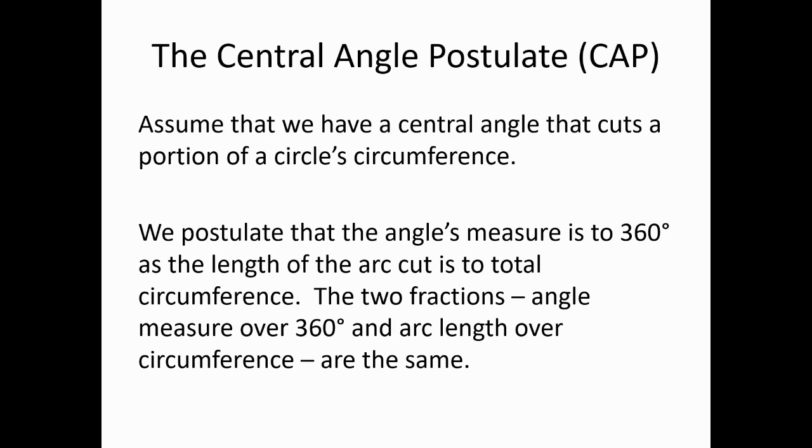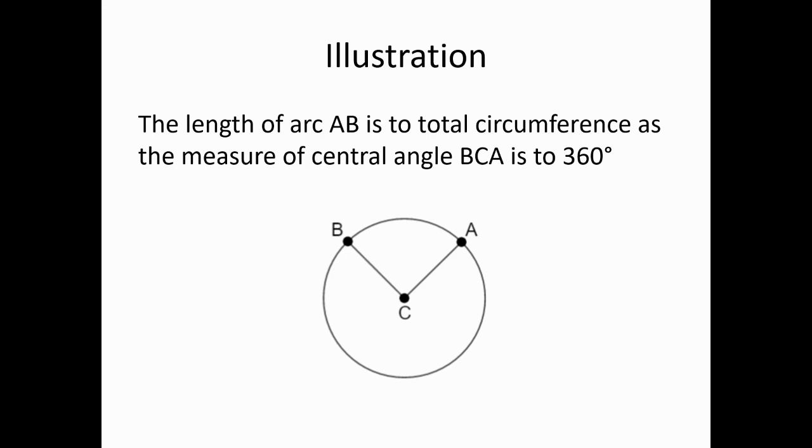Now here it is, the central angle postulate. Let's say that we have a central angle that cuts a portion of the circle circumference. We postulate that the angle's measure is to 360 as the length of the arc cut is to total circumference. Those two fractions are the same. Let me show you what I mean.